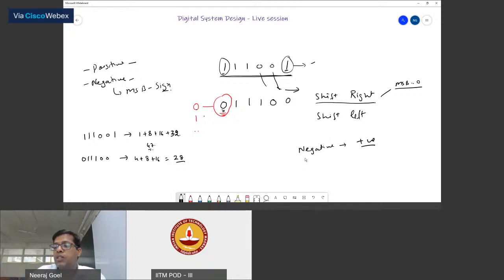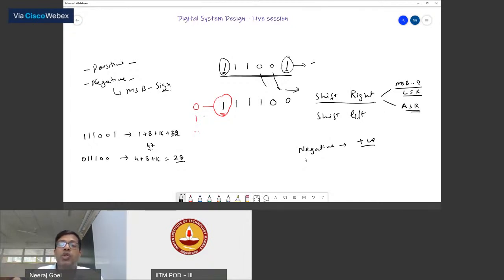So this particular shift, keeping MSB as 0, is called logical shift right, because the number is assumed to be a positive number. If the number is assumed to be a negative number, in that case this most significant bit has to be 1. This most significant bit should be the same as whatever is the MSB in the original number. Because here the original number had an MSB of 1, this will also have an MSB of 1. This is called arithmetic shift right.